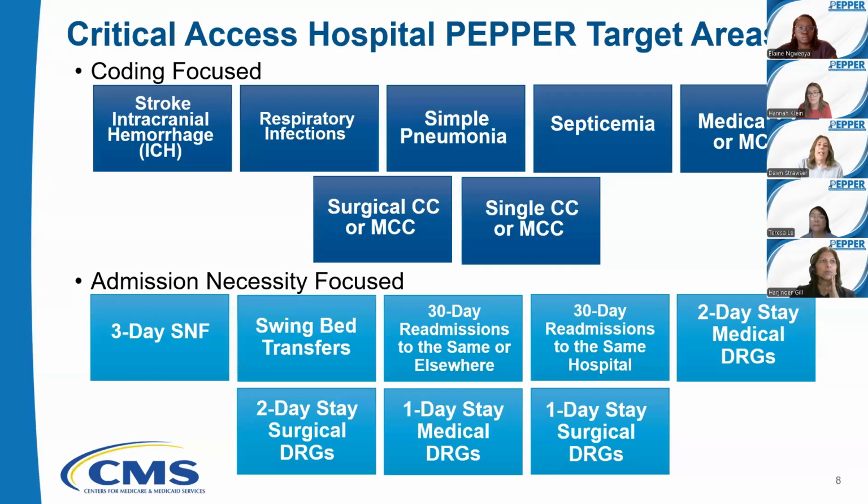The remaining target areas are admission necessity focused. These include the 3-day skilled nursing facility, the swing bed transfers, 30-day readmissions to the same hospital or elsewhere, 30-day readmissions to the same hospital, 2-day stay medical and surgical DRGs, and finally 1-day stay medical and surgical DRGs. Since these target areas are focused on admission necessity, the PEPPER only focuses on high outliers for these target areas.